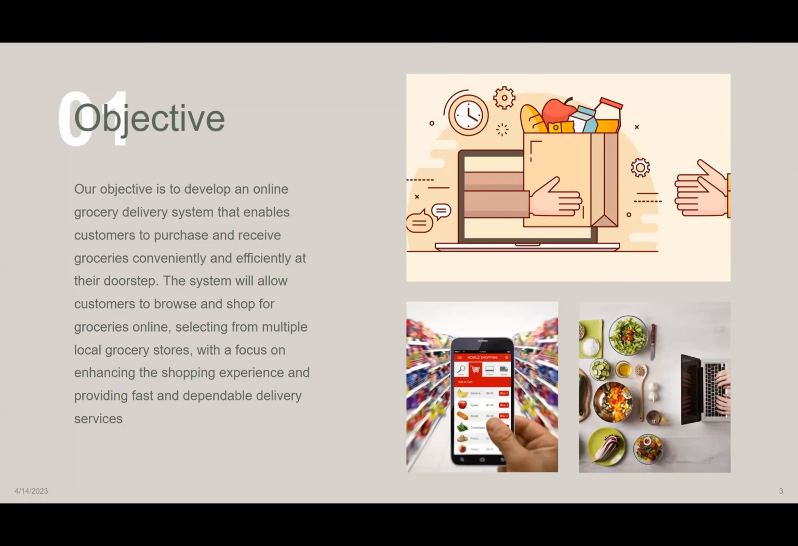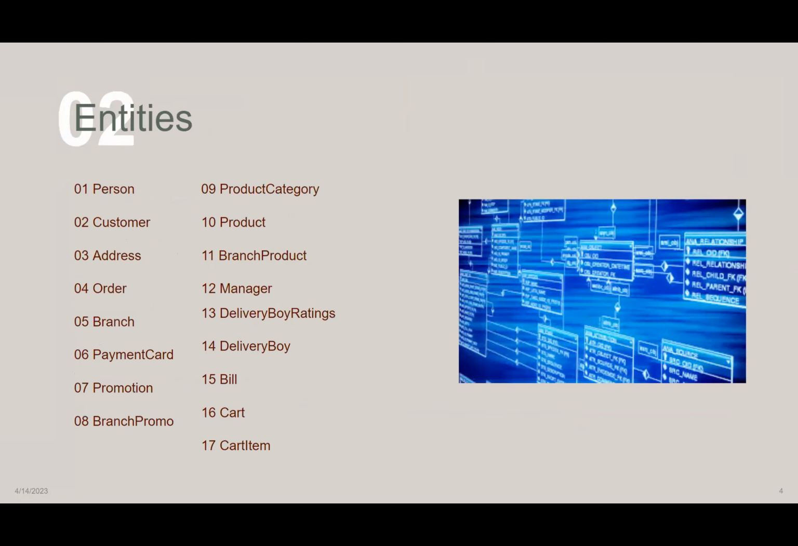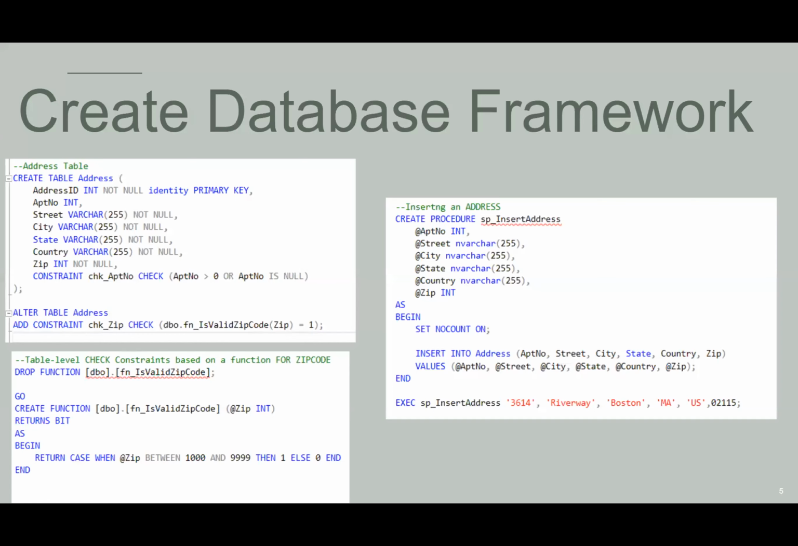Our objective is to develop an online grocery delivery system that allows customers to purchase and receive the groceries efficiently at their doorstep. They are also allowed to browse their preferred categories online and can also apply for promo codes and rewards. We have 17 kinds of entities.